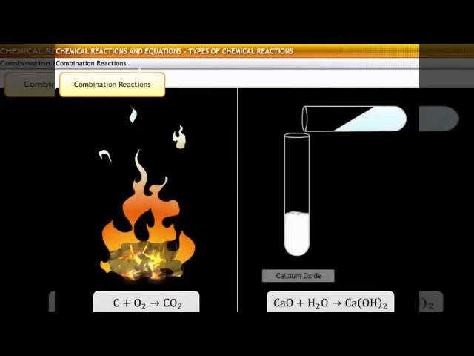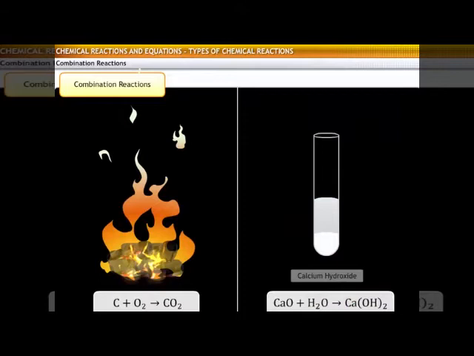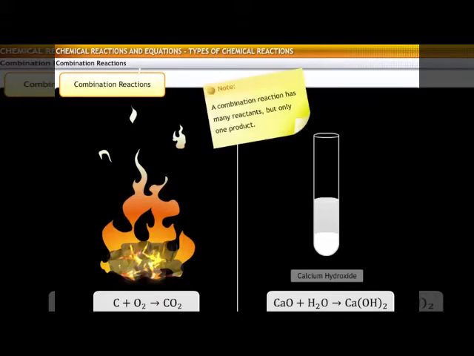Let's take another example of calcium oxide reacting with water to form slaked lime or calcium hydroxide. In this reaction, the two compounds, namely calcium oxide and water, combine to form a single product called slaked lime. You must remember that a combination reaction has many reactants but only one product.